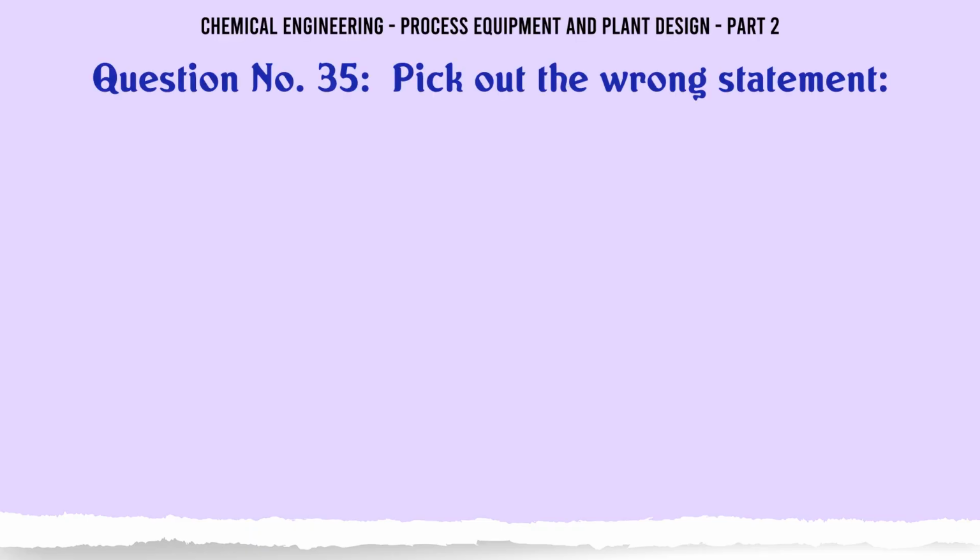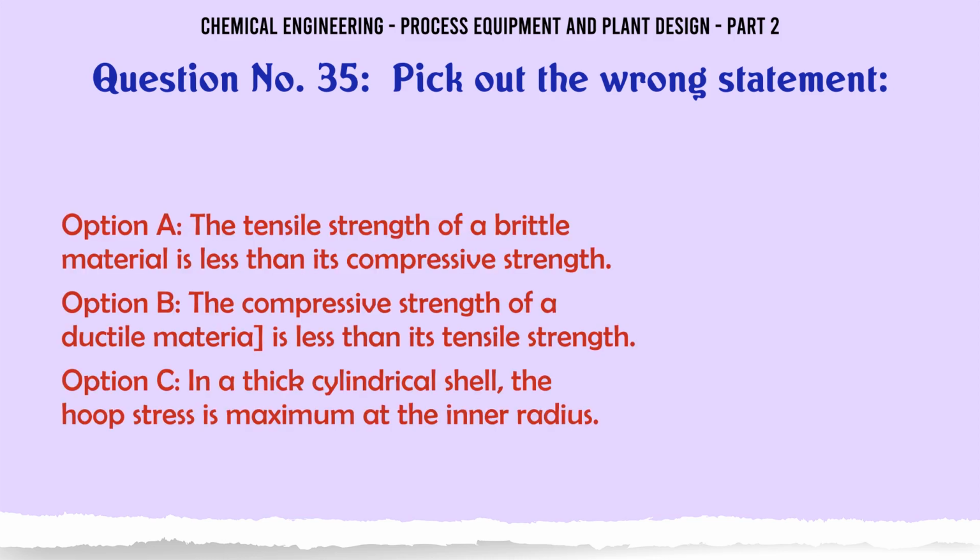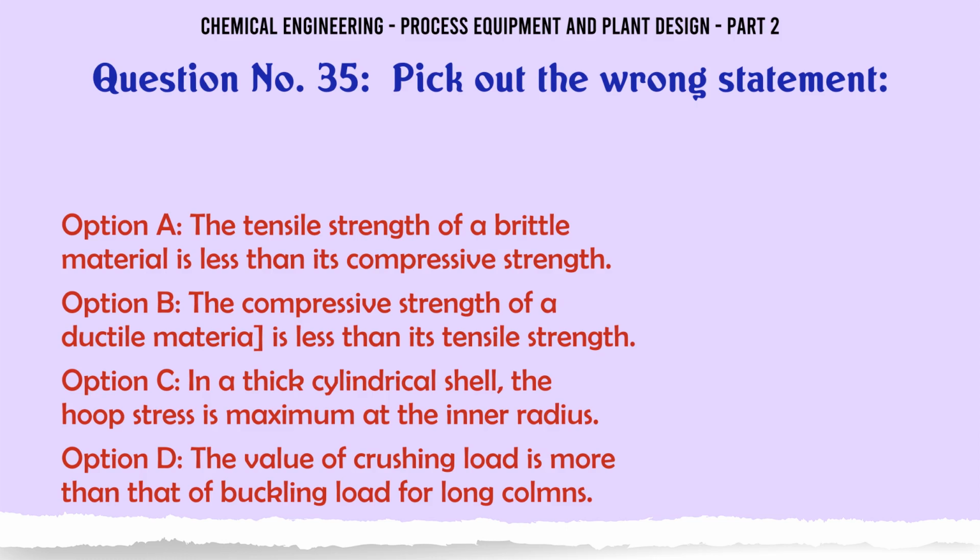Pick out the wrong statement. A. The tensile strength of a brittle material is less than its compressive strength. B. The compressive strength of a ductile material is less than its tensile strength.